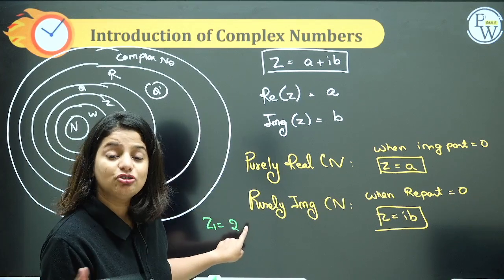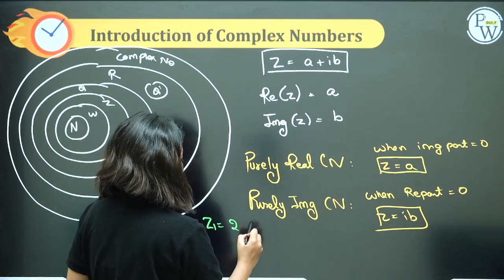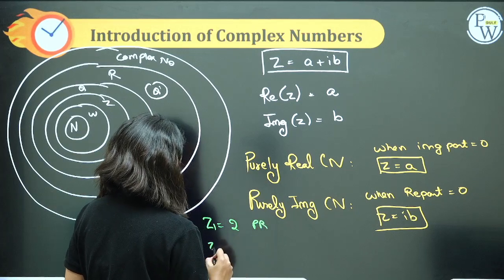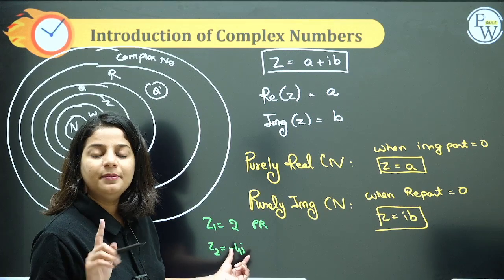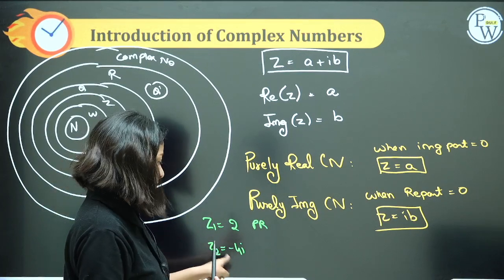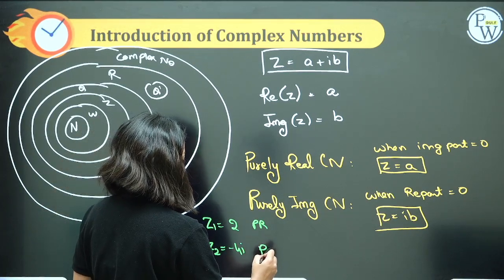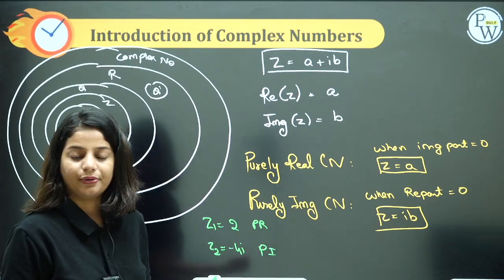Yes, the imaginary part is not there, so it is purely real. Z2 equal to minus 4i. There is only an imaginary part, no real part. Only imaginary part, so it is a purely imaginary complex number.